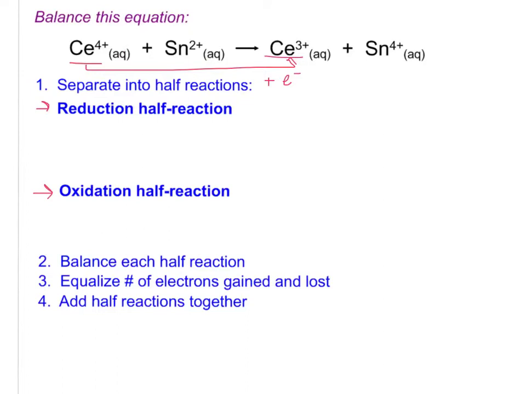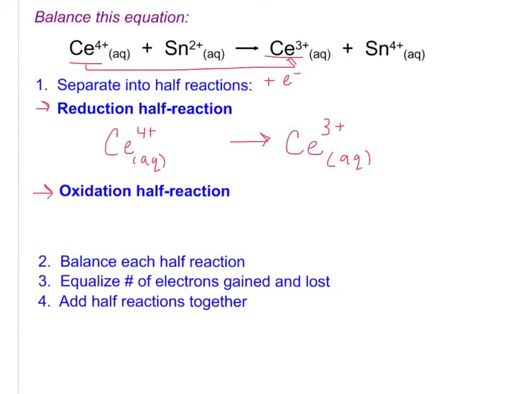So let's write its half reaction down. Cerium 4+ is going to cerium 3+. Those are both aqueous, and that right there is our reduction half reaction.